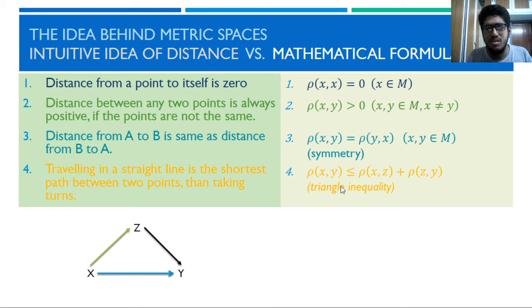Now, it turns out things are falling in place. The intuitive idea of distance has matched with the mathematical formulation. But there's a small question. Here we have rho of x comma y less than or equal to. In this case, if you notice, going from x to y and going from x to z and z to y is always going to be less than, a strictly less than condition. Then why do we have less than or equal to here?